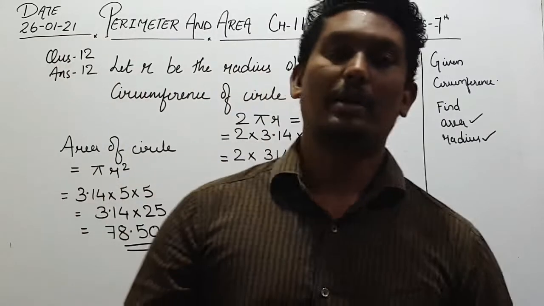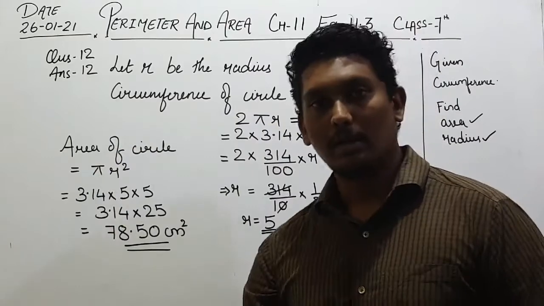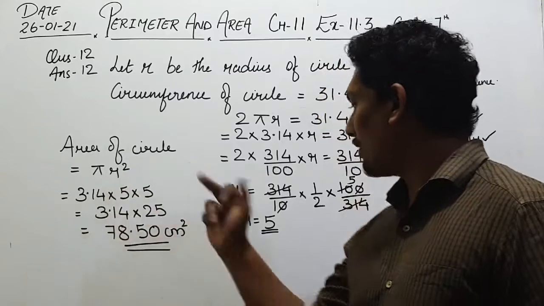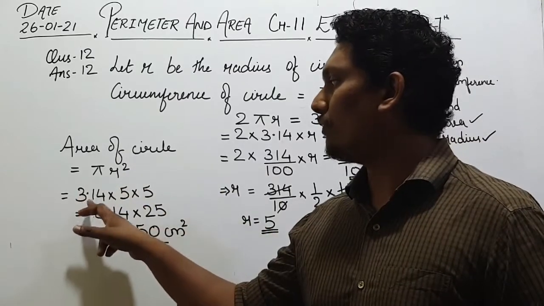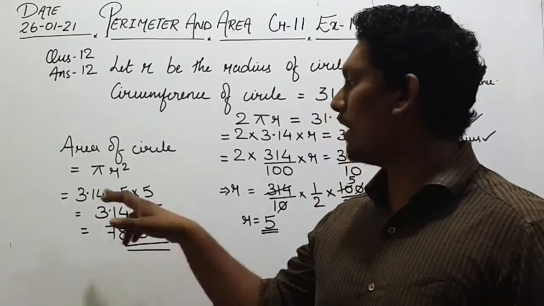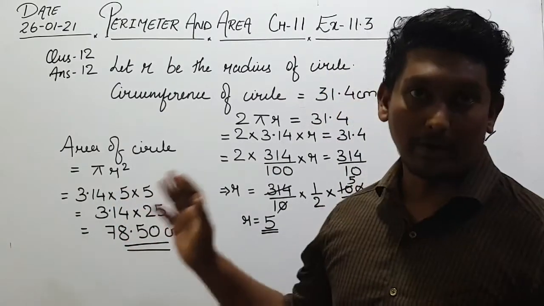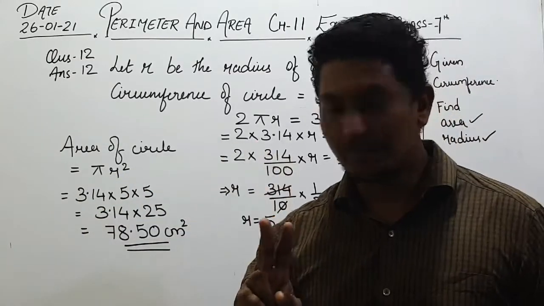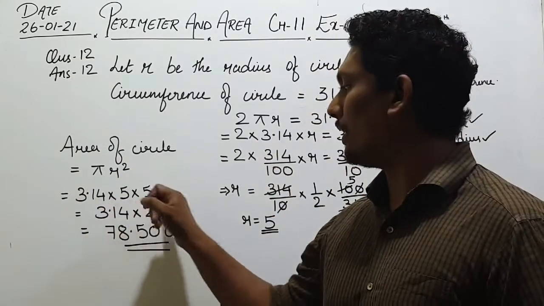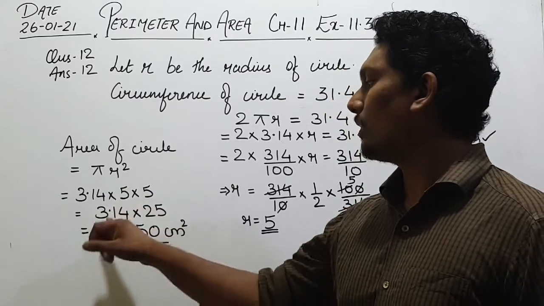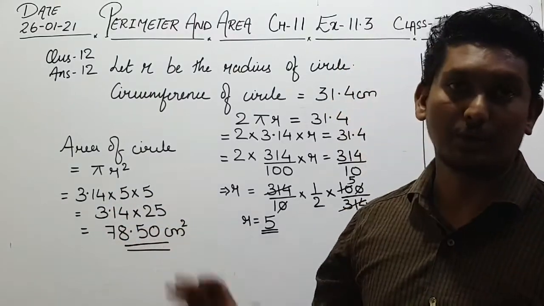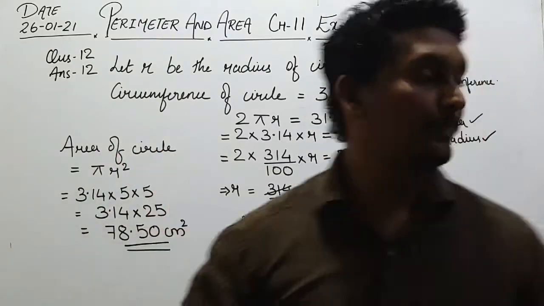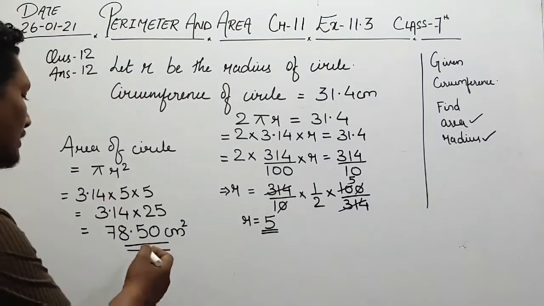Now the next part is to find out the area of the circle. So for the area of the circle, the formula is pi r square. R we already got, 5 centimeter here. So 3.14, the value of pi is given there. Now 5 into 5, the radius, that is r square, that's why 5 into 5, 2 times we have to write it. So 3.14 into 25. When you multiply this, you will get 78.50 centimeters square. So this is the area of the circle. This is the final answer of this question.